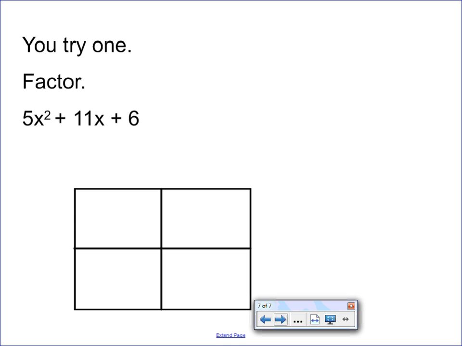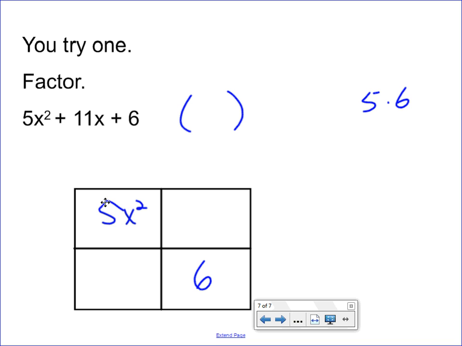Okay, so you try this one. See what you can do here. Pause the video and then turn it on and we'll see if you got the right one. Okay, so you should have had a 5x squared here. You should have had a 6. Your AC would have been a 5 times a 6, which would have been 30. If you look at factors of 30 until you get ones that add up to 11.